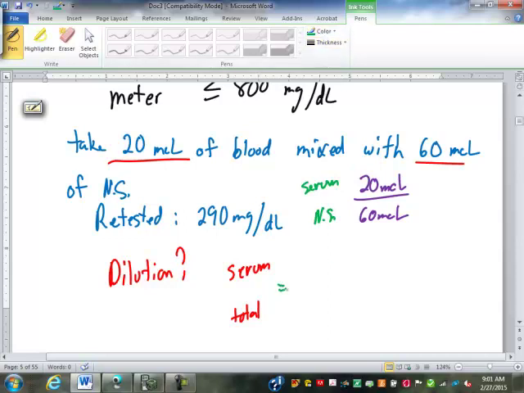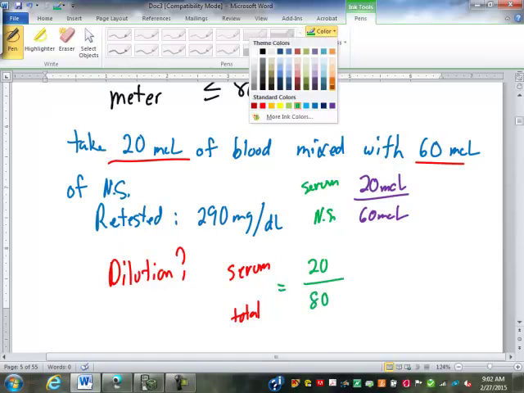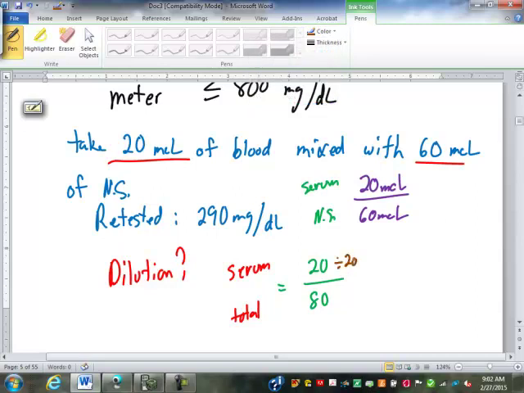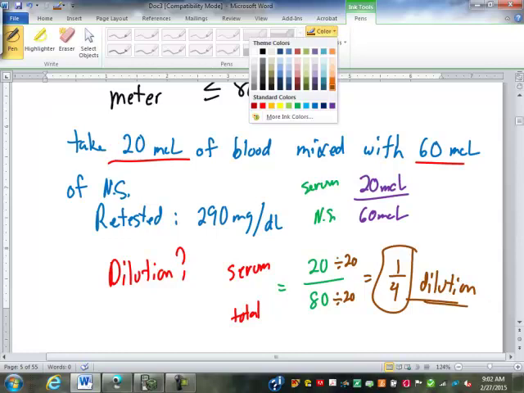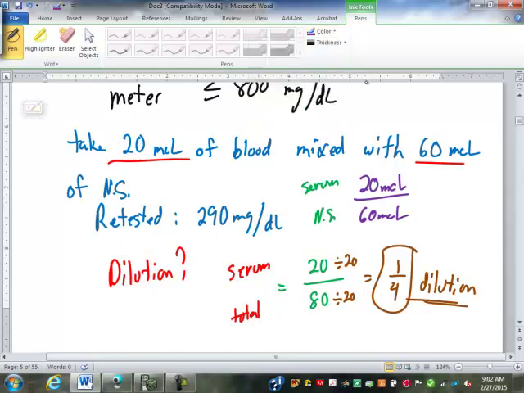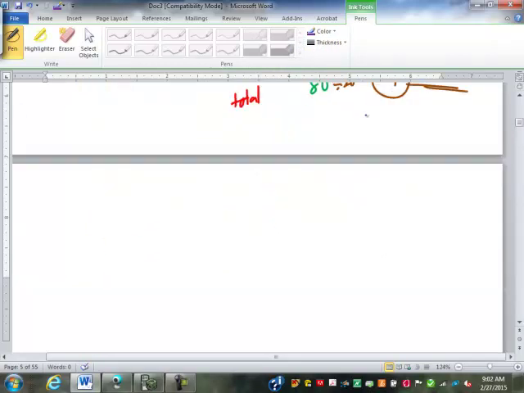The actual dilution itself is 20 to 80. The microliters are going to cancel out, so I don't bother to put those in. And this will be reduced. Both of those can be divided by 20 to give me a 1 in 4 dilution. Now that we know the dilution of the blood, we can adjust the levels. We have this 1 to 4 ratio.